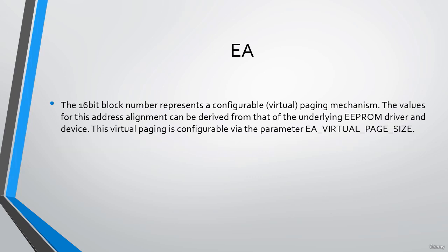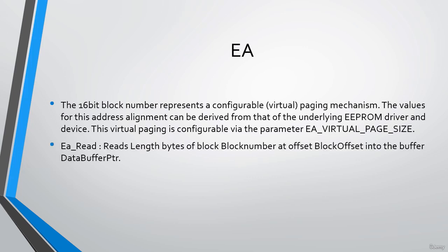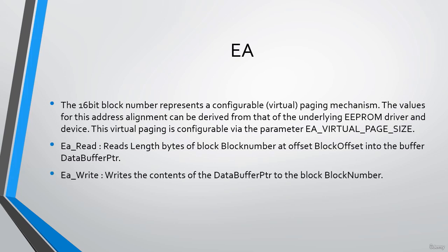Now let's look at the EA related APIs. The first one is EA read, which reads the length bytes of block number at block offset into the data buffer pointer. So this is the API which is used to perform the read operation, and it will take into consideration the block number and the block offset and the buffer pointer, which is the data buffer pointer.